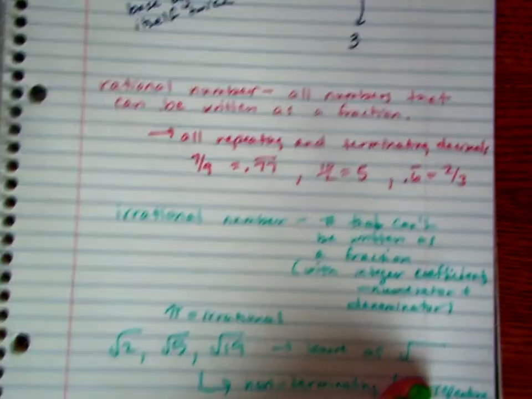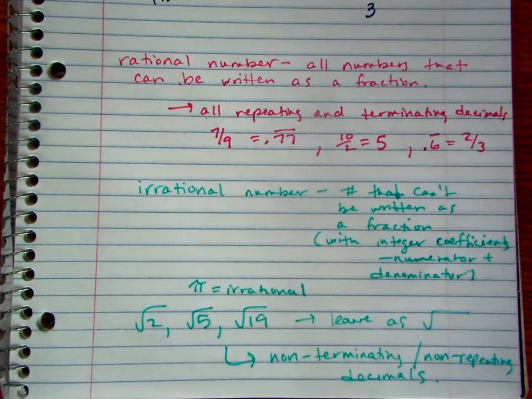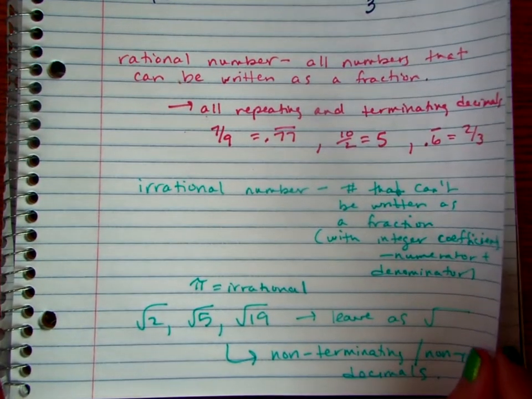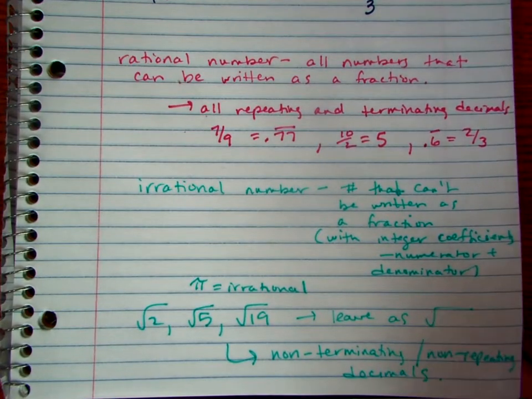Okay, so why is that important? Because now when we do the Pythagorean theorem with triangles, we're going to have a lot of numbers that actually end up being irrational. So let's give an example of the Pythagorean theorem using a right triangle.